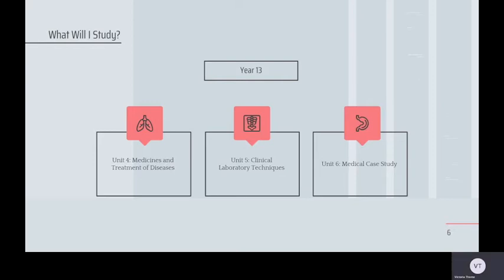Unit 5 looks at clinical laboratory techniques that can be used to assess body functions. Unit 6 is a medical case study. This unit is the overall synoptic unit for the diploma qualification. It provides the opportunity to demonstrate your understanding of the connections between the 5 other units of this medical science course.